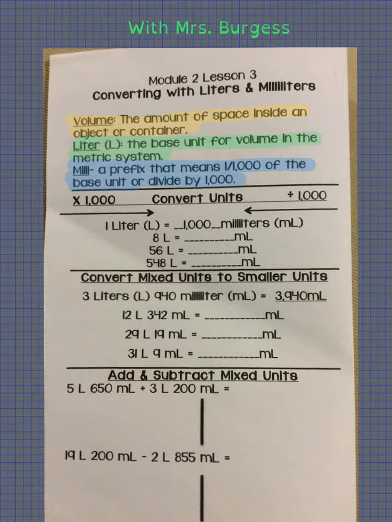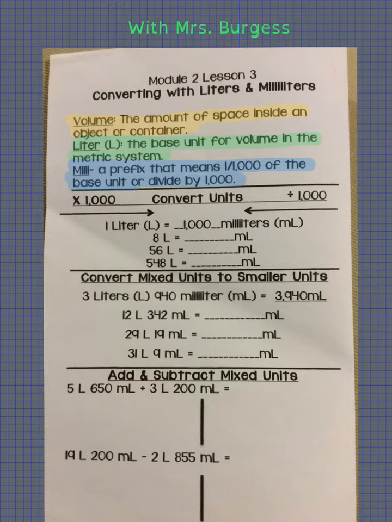All right, so that's really important. It says a prefix that means 1/1000th of the base unit. Okay, so it's 1,000 times smaller, or you divide by 1,000. When we divide, we take away 3 zeros. All right, so let's look at converting these units.